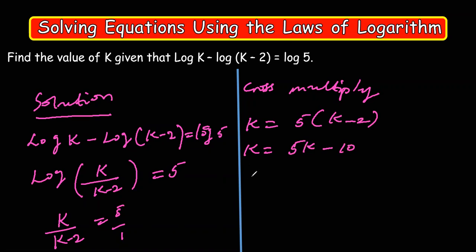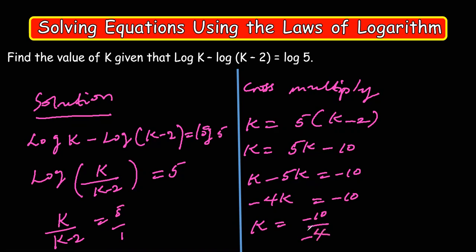So let's collect like terms here. We should be having k minus 5k equal to minus 10. So we have minus 4k equal to minus 10, and then we divide both sides by minus 4, since we're looking for k. k is going to be minus 10 divided by minus 4. So this cancels this, and then we look for the value that can cancel this. 2 here is 5 and 2 here is 2. So we should have our answer as 5 over 2. So k is going to be 5 over 2.